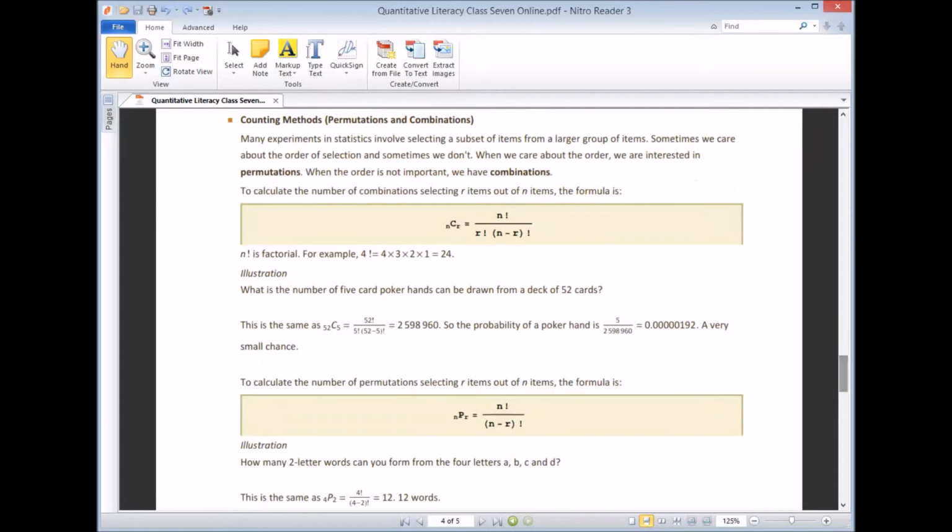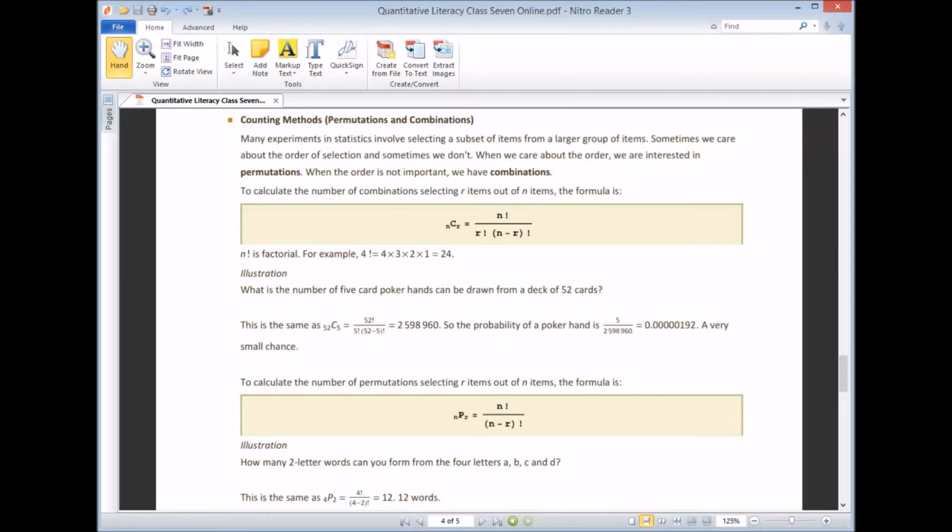So into statistics, we cannot go on without talking about the counting methods. In any problems, if you see the question, how many are there, or how many ways, or how many of these, this and that, that is a clue to do counting. That's a counting problem. In statistics, there are two types of counting methods, the permutations and then combinations.